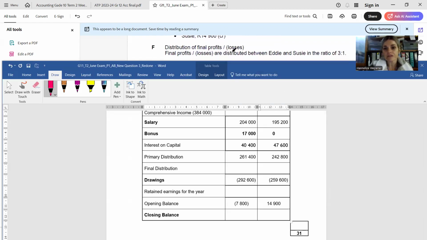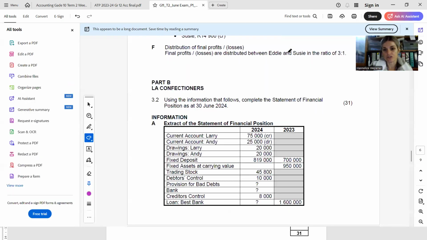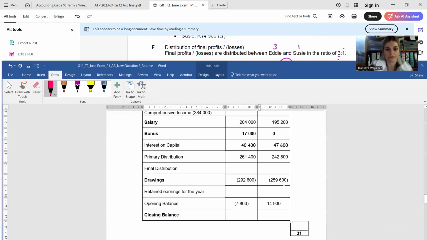And then the final distribution of profits is in a ratio of 3:1 for Eddie and Susie. So because Eddie's name is mentioned first, it means that he gets the first number in that ratio, and Susie then gets the second one. So in other words, we need to take our profits and divide that into 4 portions in order to give Eddie 3 of those portions, and Susie then gets 1 portion.